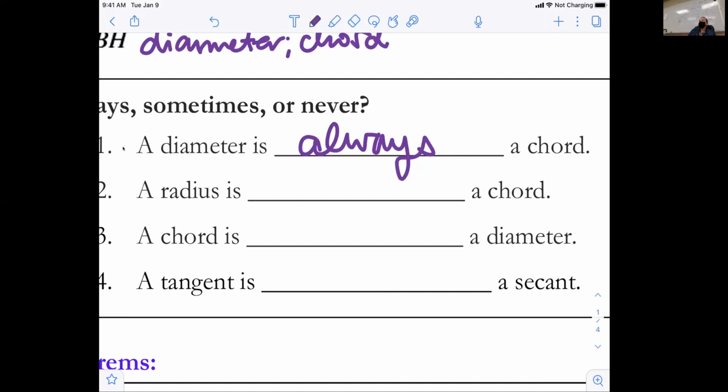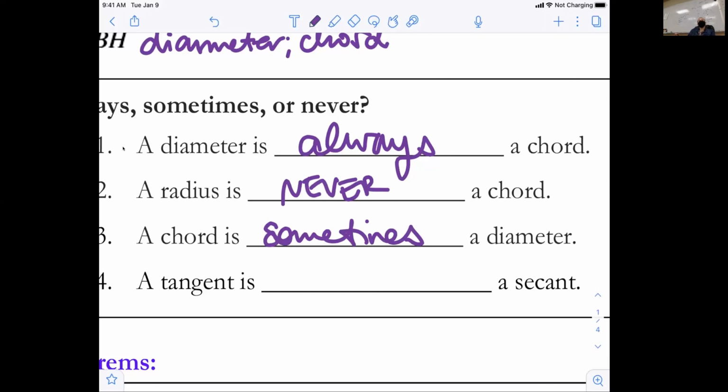Never. Good, Melissa. Never a chord, because it never goes from endpoints. Its endpoints are not on the circle. One's on the circle and one is the center. A chord is blank a diameter. Jackson? Sometimes a diameter.